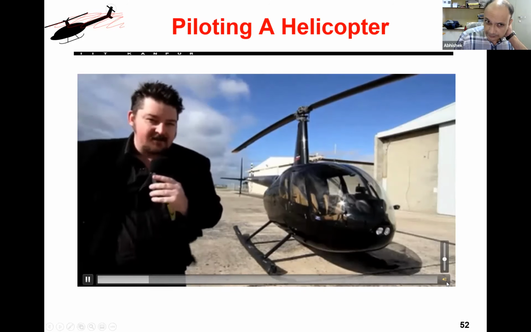A quick look at the basic dynamics of helicopter flight. As we all know, there's one big rotor on the top to provide lift, and a smaller rotor on the tail to stop the chopper from spinning off out of control. But let's take a closer look at how they work.